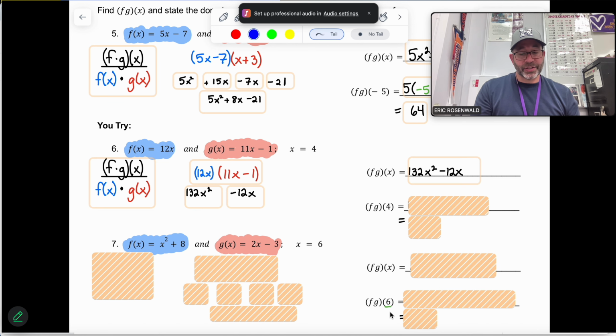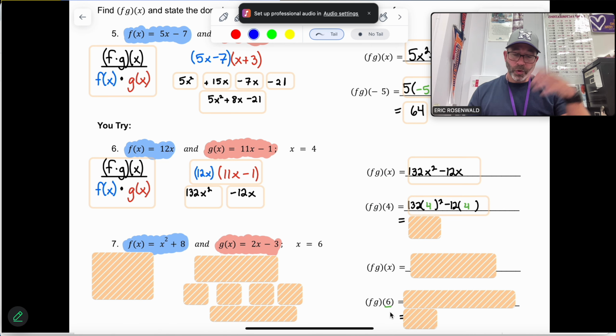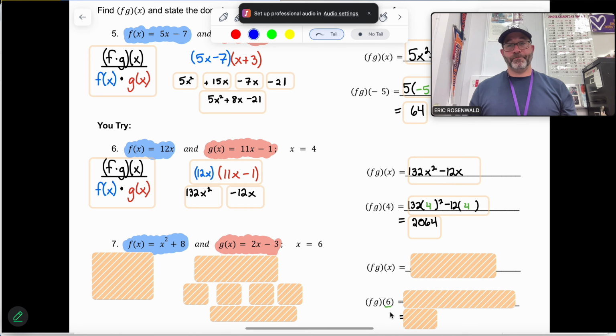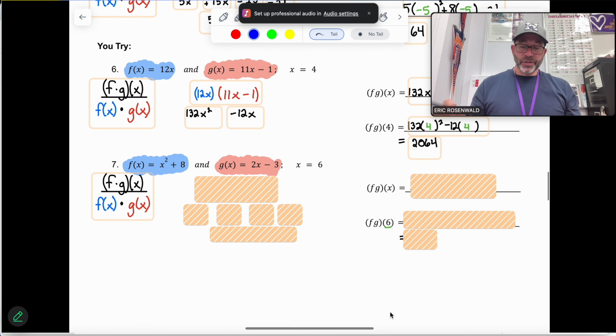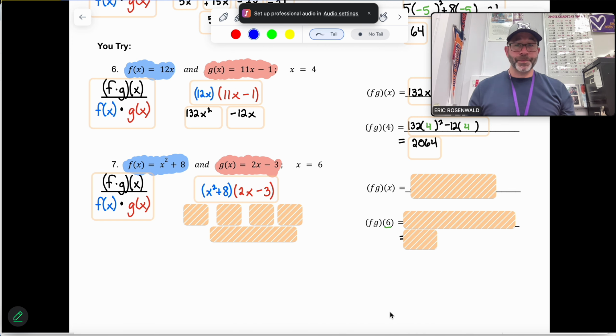We're going to take our x and replace it with a 4 here and a 4 here, and we end up with this. Throw this into a calculator, we get 2,064. All right, last one for the multiplication. So again, multiplication implies we're multiplying f of x times g of x. So replace f of x with x squared plus 8, g of x with 2x minus 3.